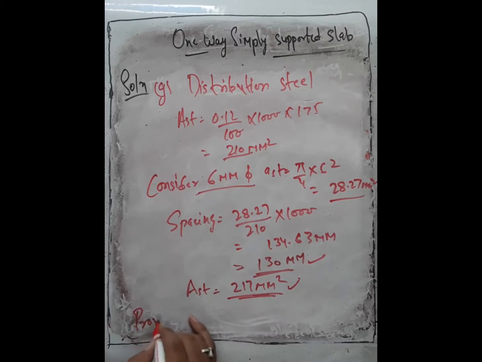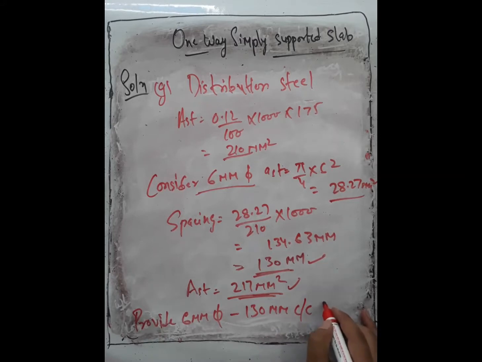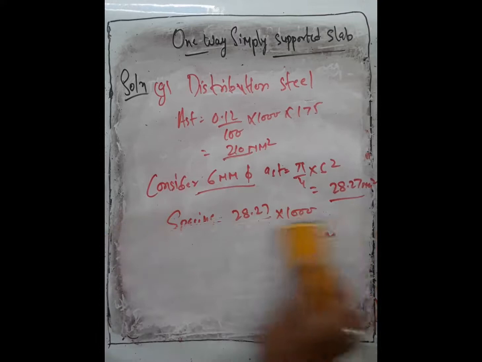So this is our spacing and this is our total AST. Write in the same manner: provide 6 mm phi or dia bars at 130 mm center to center, and in bracket write AST is equal to 217 mm square. Okay, so this is the way how we design the simply supported slab. Now in our question we have been asked to find some checks also. So let's find those checks.